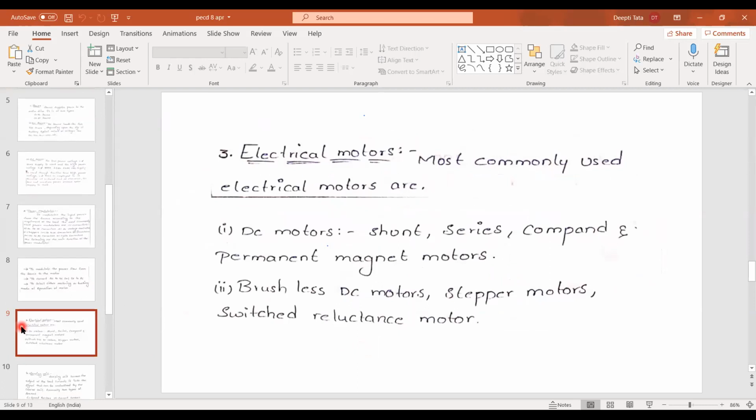And the motor, you already know very well. In this subject we are going to study about DC drives only. In case of AC drives you can study in the further future subjects. So here we are using only DC motors. In these DC motors you can use either shunt, series, compound or permanent magnet type. And second type is brushless DC motors, stepper motors or switched reluctance.